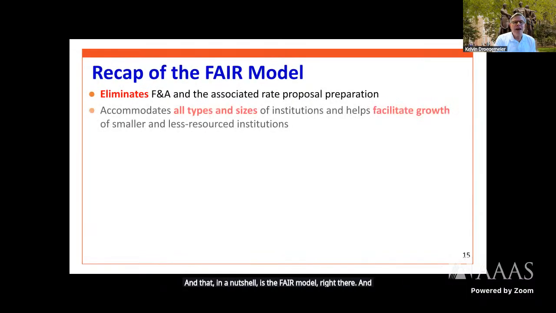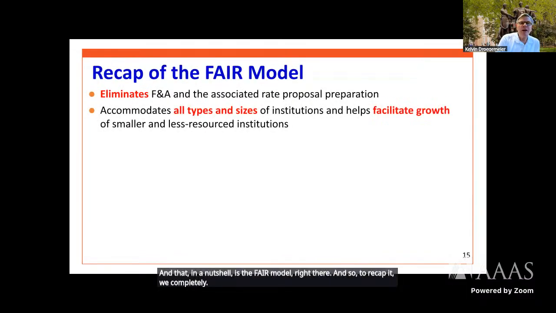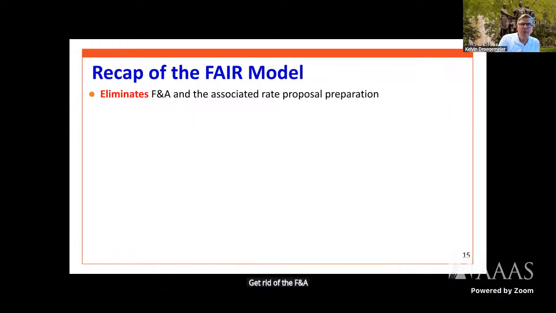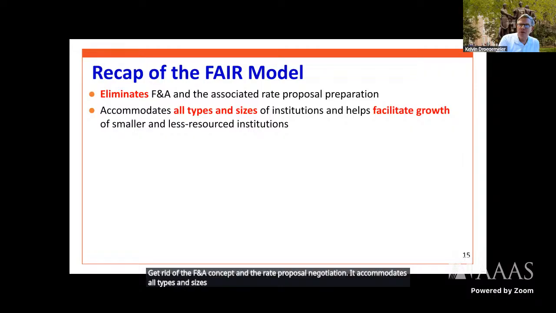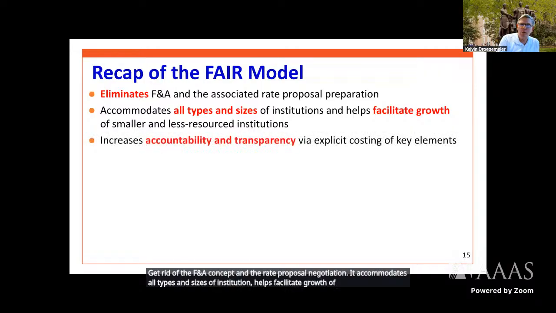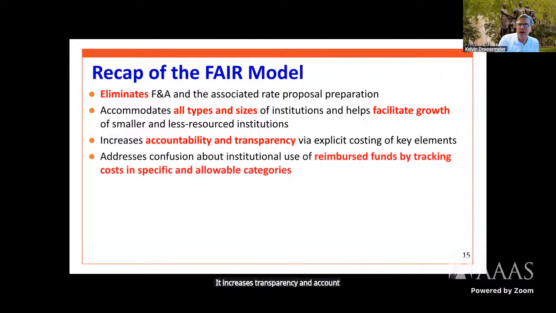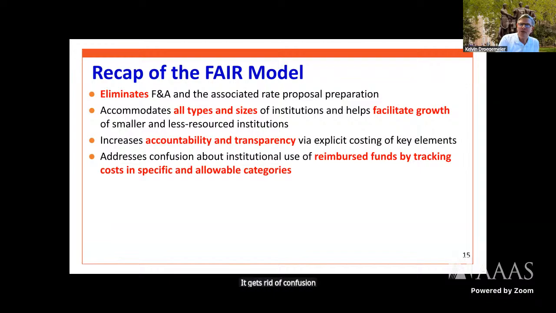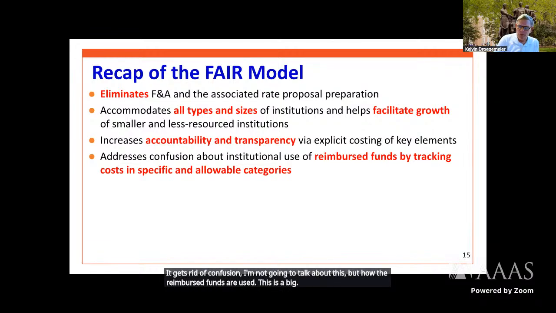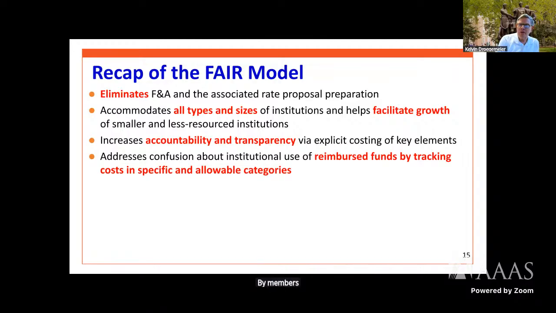And so to recap it, we completely get rid of the F&A concept and the rate proposal negotiation. It accommodates all types and sizes of institution, helps facilitate growth of the smaller institutions that we want to see grow. It increases transparency and accountability, as I showed you there, and also in the restaurant example. It gets rid of confusion. I'm not going to talk about this, but how the reimbursed funds are used. This is a big, big concern and confusing point by members of Congress and a lot of other folks who don't understand how this works.